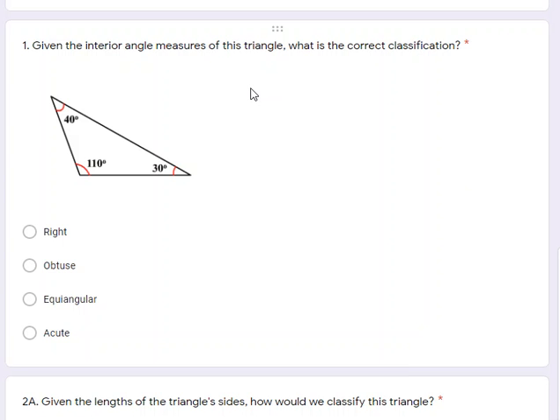Hi everybody, this is Unit 4 Part 1 test. I will read the questions and feel free to replay the recording at any time.